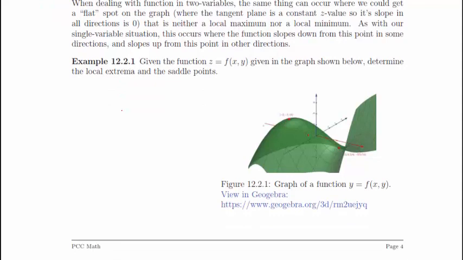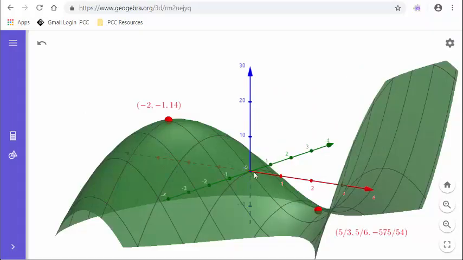Example 12.2.1, given the function z equals f of x comma y, given in the graph shown below, determine the local extrema and the saddle points. So let me get this graph. Here we go.